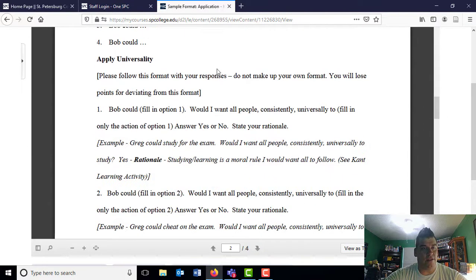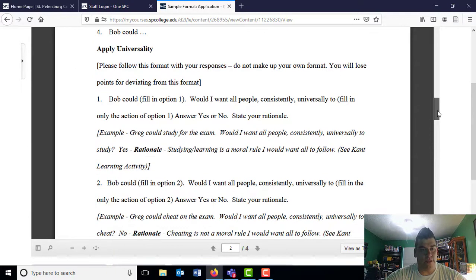Then you're going to have a heading here that says apply universality. This stuff here in the brackets is just to tell you what to do. But you definitely don't want to have that in your paper. So anything that's in brackets, you want to cut that out.